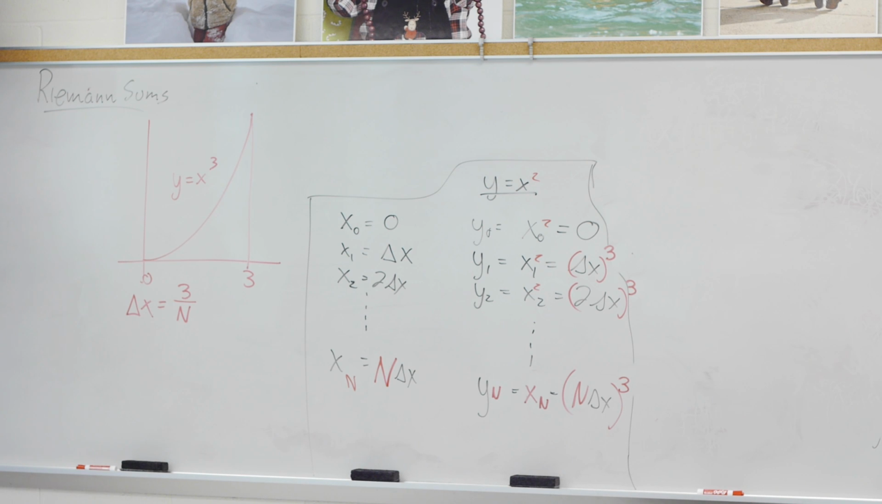So isn't it like? Oh wait, is this? We don't have 3 rectangles. We have n rectangles. I thought we were doing it. You said 3x from 1 to 3. Those are your bounds from 0 to 3. You're still using n rectangles. Oh, okay, sorry.